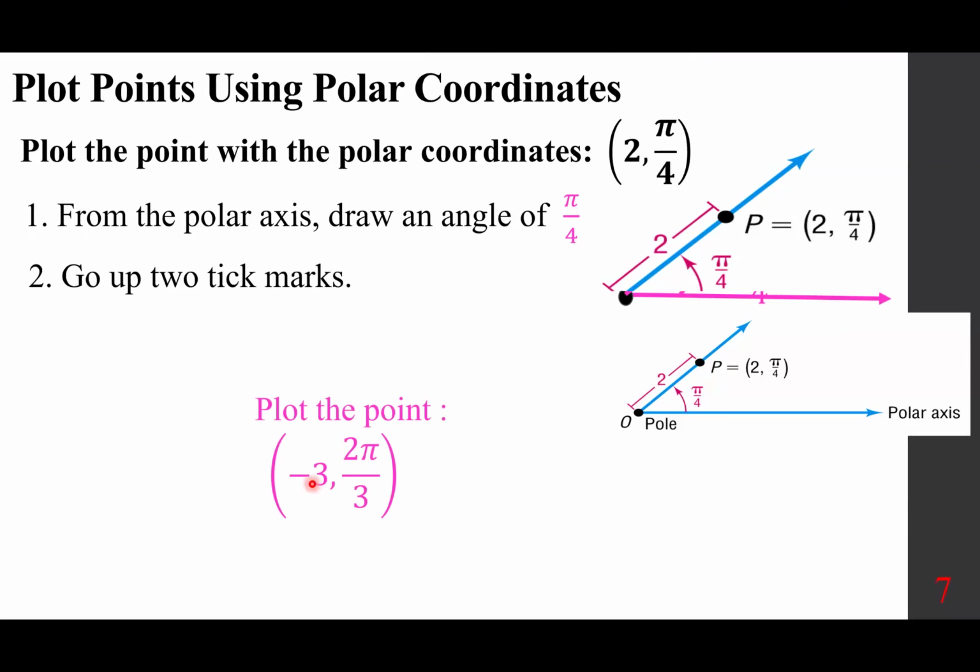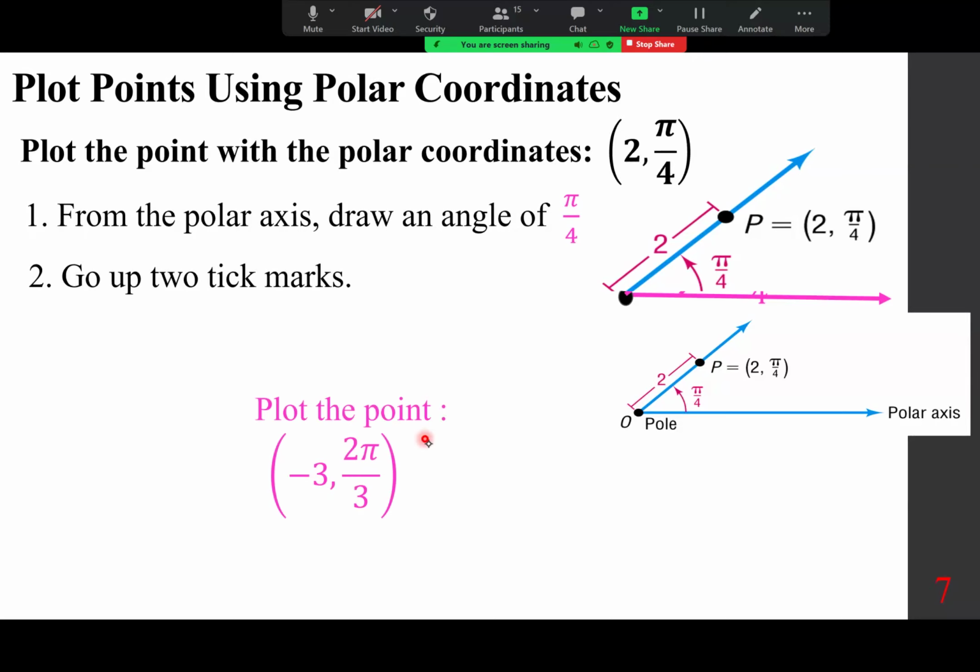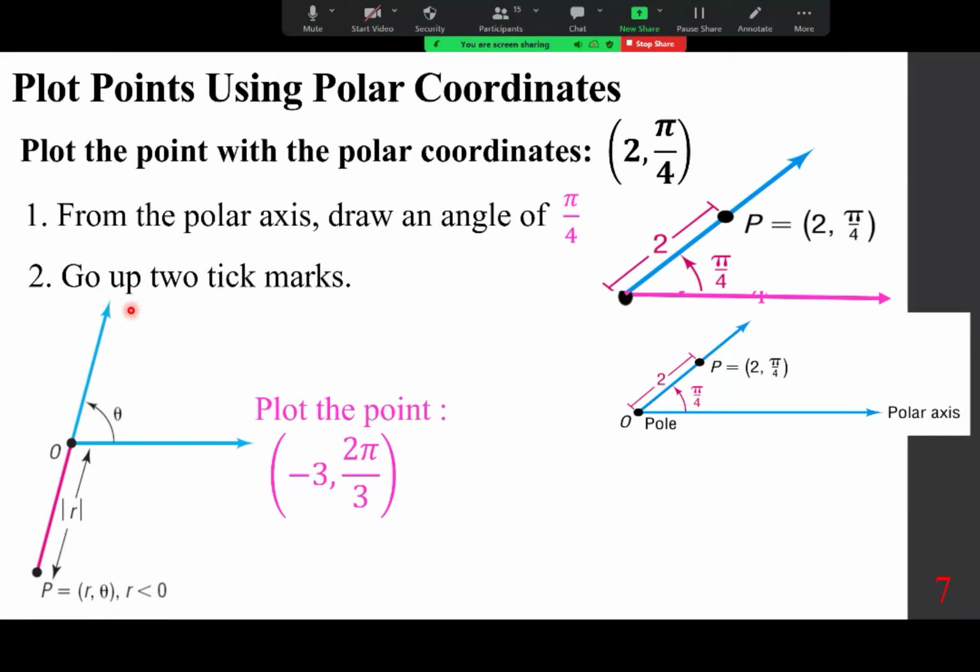Plot the point negative 3, 2 pi over 3. Well, when that happens, everybody, when r is negative, first you draw this angle of 2 pi over 3, and then you go in the opposite direction. In general, you draw theta, and over here, if you go with the tick marks, those are positive. In the opposite direction, r is negative. So that's how you come up with the answer. And I hope everybody's okay with that.